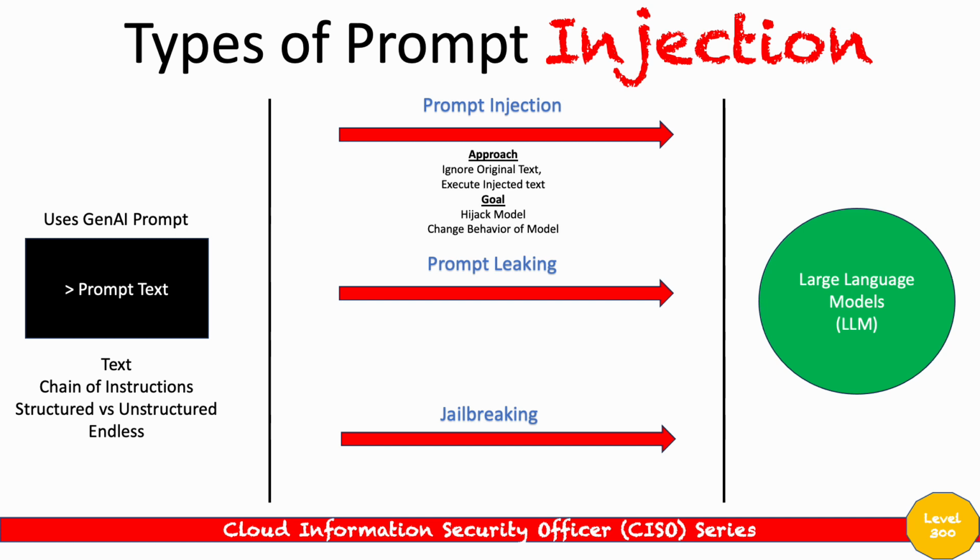First of all, prompt injection is an approach whereby we ignore the original text. Let's say in the text window you type something in which you want the large language model to look at. But we're also going to execute the injected text. So basically, we trick the large language model into ignoring the original text that we submit to it and then execute some additional text that we add to it. That's really the approach for prompt injection.